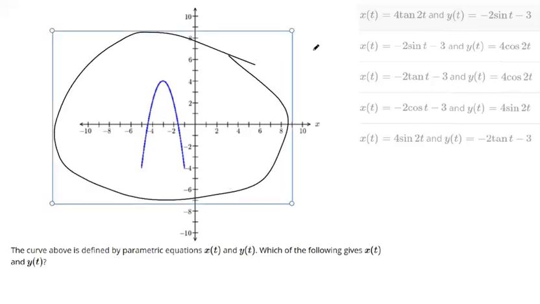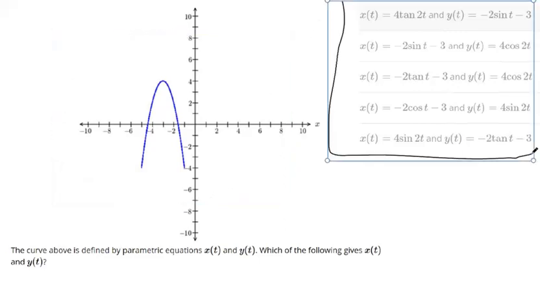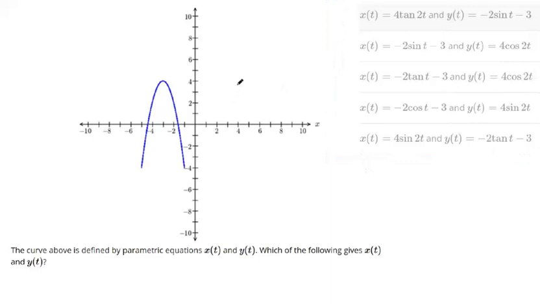We have this graph. We're trying to find out which parametric equation matches the graph. So probably the easiest way to do that is to try plugging in some easy values for t. Like we'll plug in t equals 0 to start and see if that helps us eliminate some of these graphs. And we'll see what the x values are.